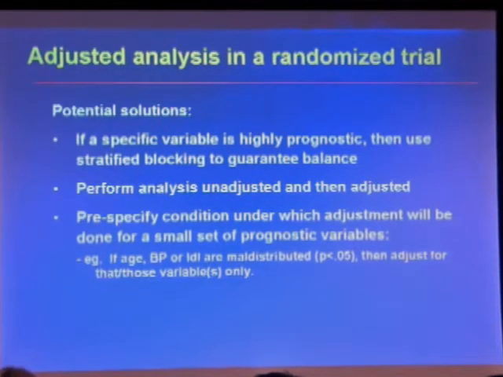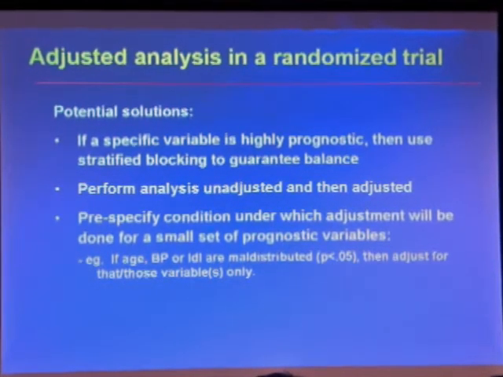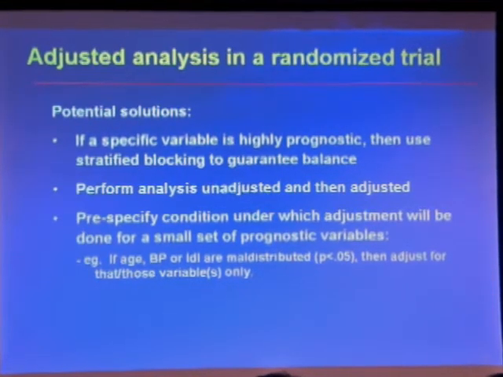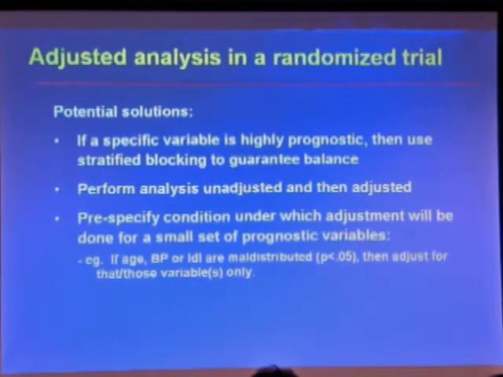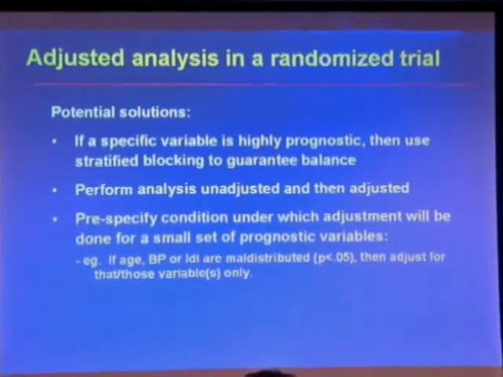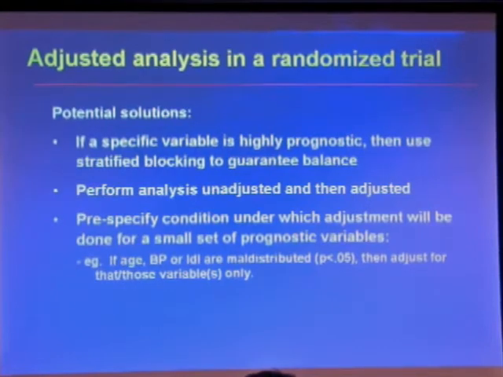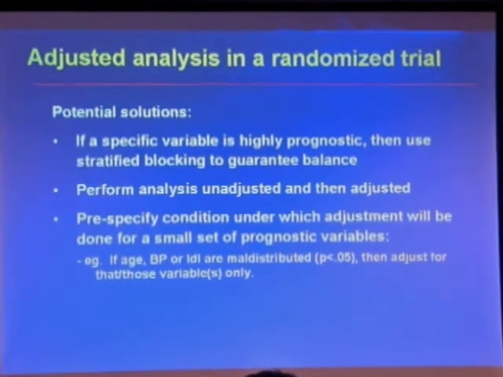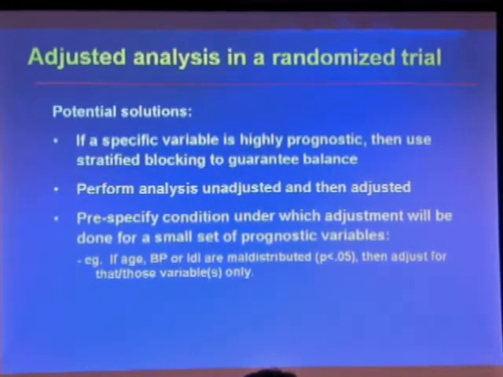If you believe age is really important, you might stratify your randomization into those above 70, for example, and those below 70. If you're going to perform an analysis, do it unadjusted and then adjusted and see what difference it makes. In reality, if you have something that is maldistributed based on chance alone, it's seldom that it really makes a difference. But there are some cases when it does.